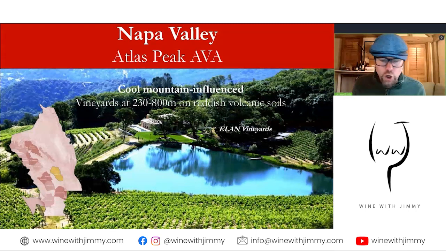So this is located on the western slopes of the Vaca range, which separates Napa and Sacramento valleys. And it's named for Atlas Peak, the most prominent peak, which sits at about 820 meters of altitude. So the elevation of the vineyards here is 230 to 800 meters on soils volcanic in origin. They have a basalt quality to them, but it's kind of darkish red in color. Shallow with limited water retention, and irrigation is actually something that has to be administered here in this area.